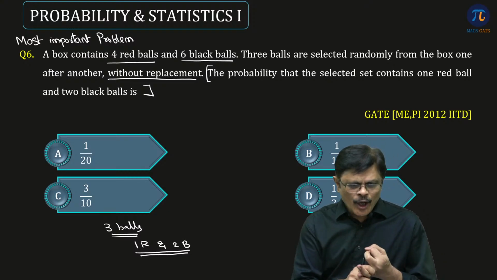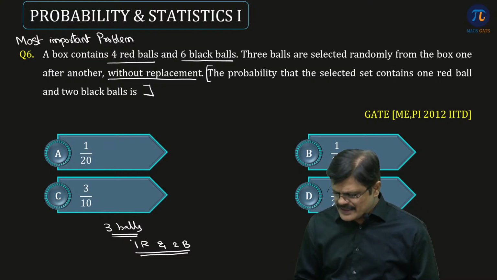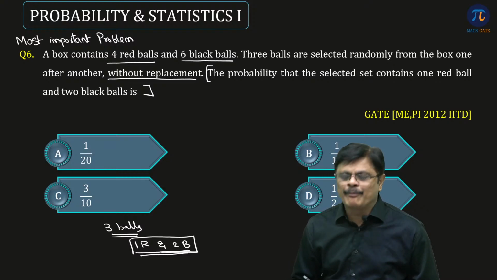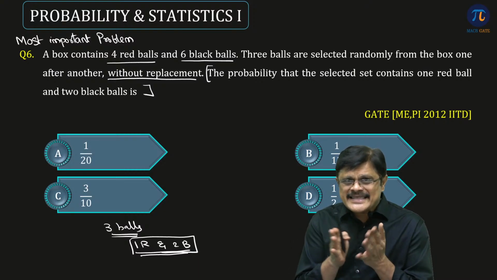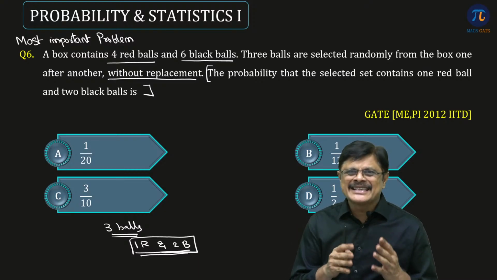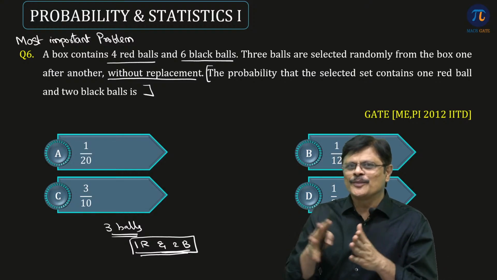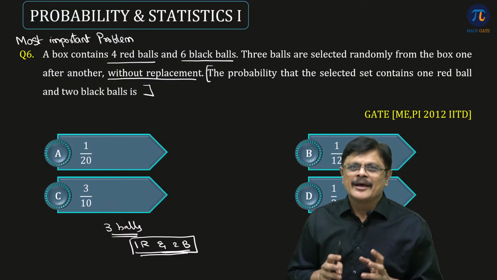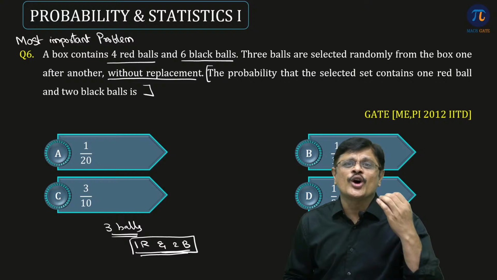Now my question is, the selected balls, that is 1 red ball and 2 black balls, what you selected, is it in the same order? Is it in the same order? That is, first you selected red, then you selected 2 black balls. My question is, is the order mentioned or not?